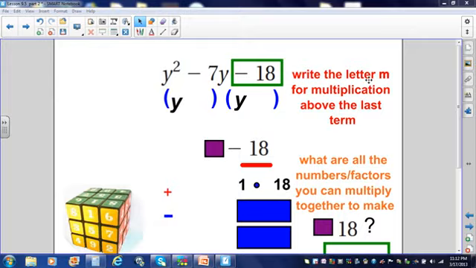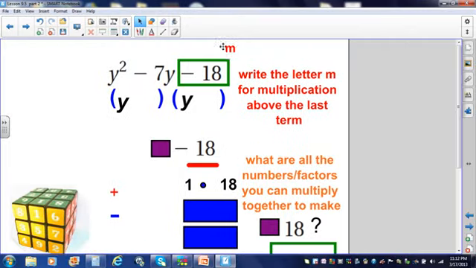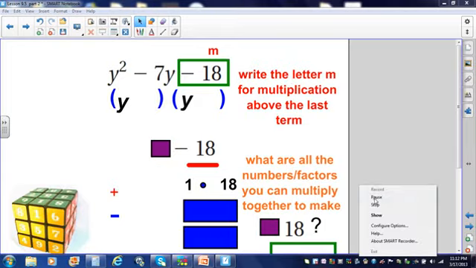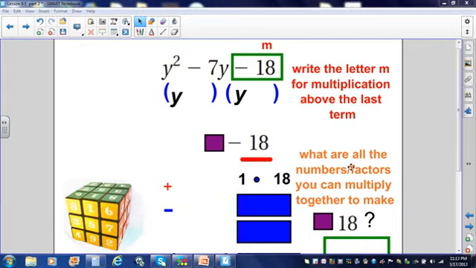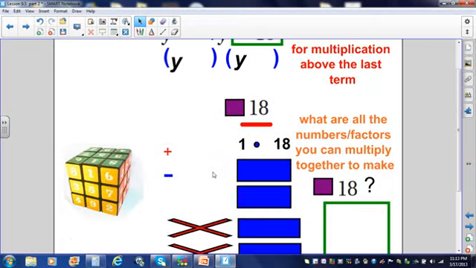The next thing I'm going to do is write the letter M for multiplication above the last term. We need to figure out all the numbers that we can multiply together to make negative 18. But I'm just going to work on positive 18 for now, and then we'll come back to negative 18 in just a minute. So I know I can do 1 times 18 to make 18.